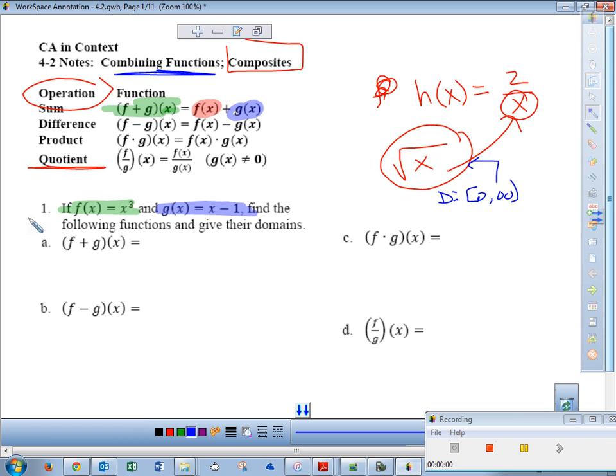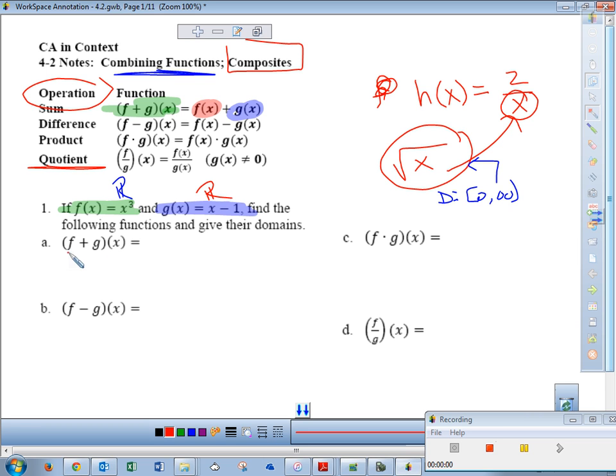So let's look at the functions provided and see what we could use for a domain. Let's look at the green one. Are there any x's in the denominator or any even roots? So all real numbers work for this domain. I put a double bar R above that, letting myself know that in this green function, any value of x is possible. In the blue function, are there any x's in the denominator or any even roots? So all real numbers are also possible. They gave me two functions to play with, the green one and the blue one, and every number works in either one of them.